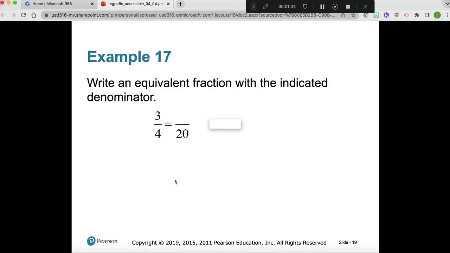Now let's talk about writing equivalent fractions. When we talk about equivalent fractions, we're just multiplying the top and the bottom by the same number. Okay? So this is on the back of your paper. If we were to write 3/4 with a denominator of 20, what do we take 4 times to get to 20? 5. So we then also have to take 3 times 5, so that would make the top 15.